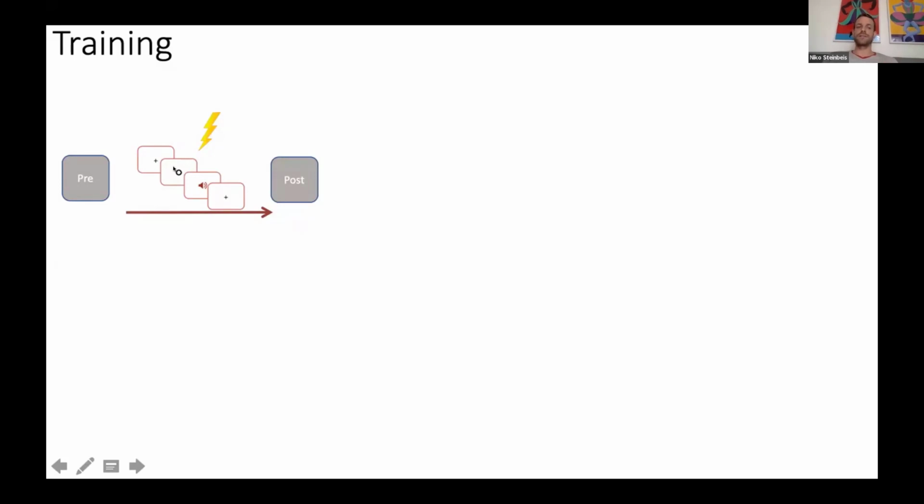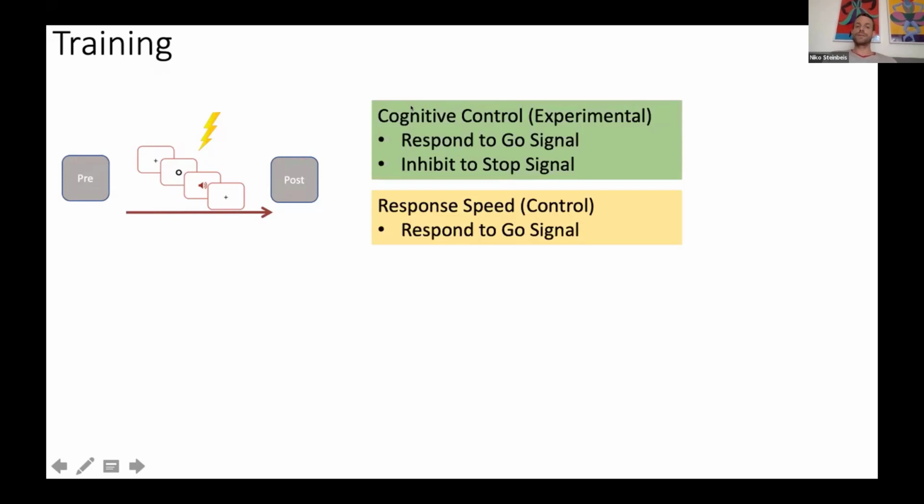We leveraged this very, very simple cognitive task to train inhibition. So we had two groups that trained. One was the cognitive control training, or what we call the experimental group. They were asked to respond to the go signal and to inhibit to the stop signal. And then we had a control group, which just trained response speed. So every time they saw the visual stimulus, they pressed a button as fast as they could. And what was really important is that the task got easier and harder depending on how good individual participants were over individual trainings.